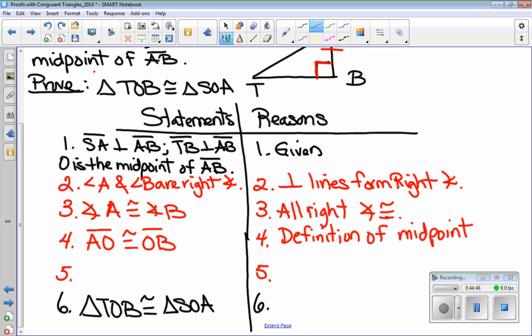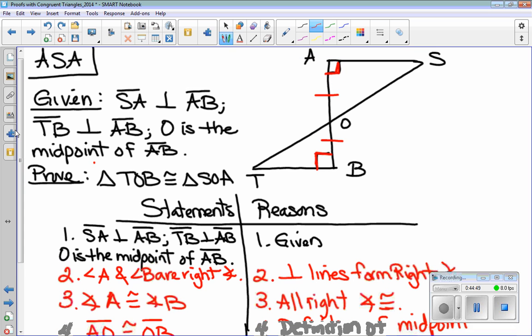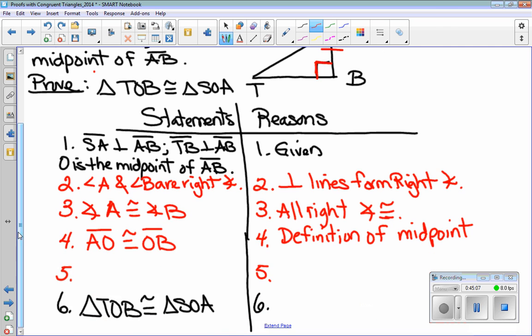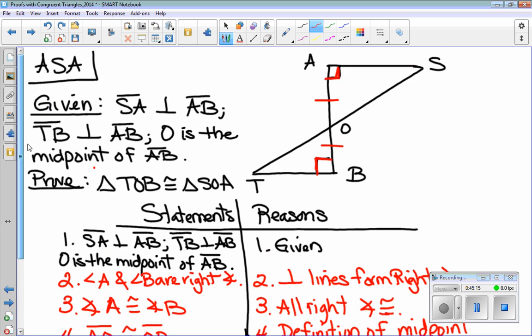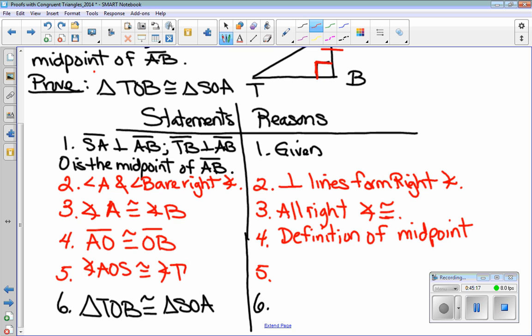Do I have enough information so far to put that the triangles are congruent? Not yet. And I've used all my given information. I've got nothing else to use there. So I'm going to use my trusty 3. Do they share a side? No. Are there vertical angles? Yes. So let's use that. Angle AOS is going to be congruent to its vertical pair, which is TOB. And that's because vertical angles are congruent.